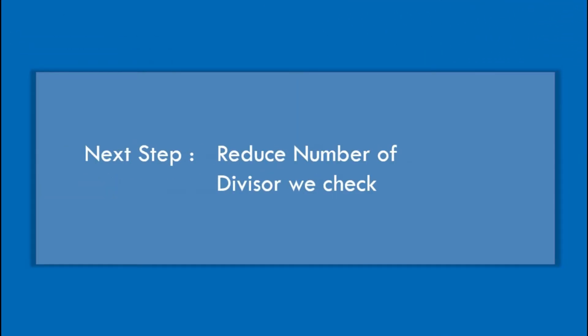To improve my function's performance, my next step is to reduce the number of divisors we check. Here I am using a mathematical trick to reduce the number of steps. Look at the factors of 64.